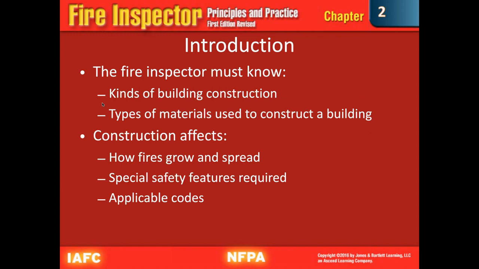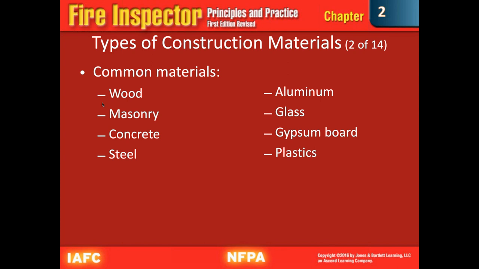Based on how a building is constructed, this will affect how fire grows and spreads. Special safety features required to control fire growth and protect lives, and then applicable codes are going to change based on what kind of construction we're talking about. Type 1 and Type 5 are very drastically different, so they're going to have different codes.